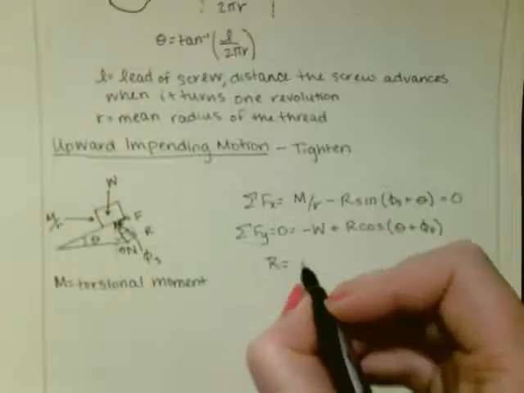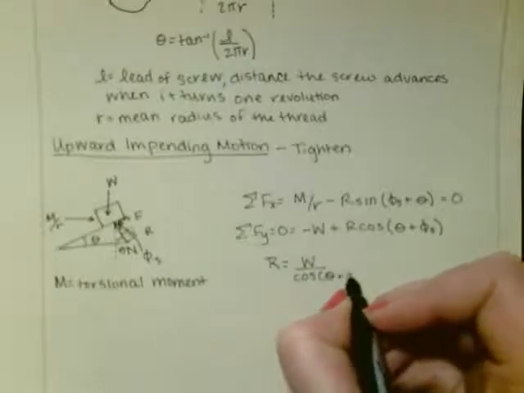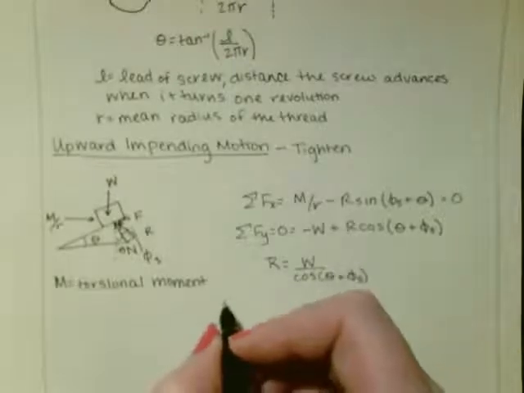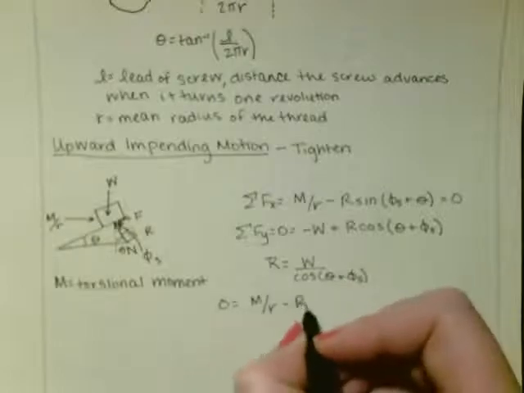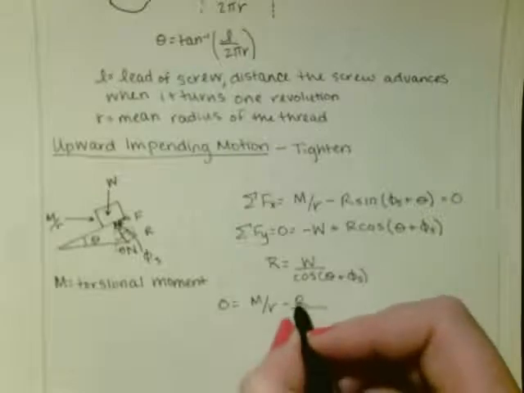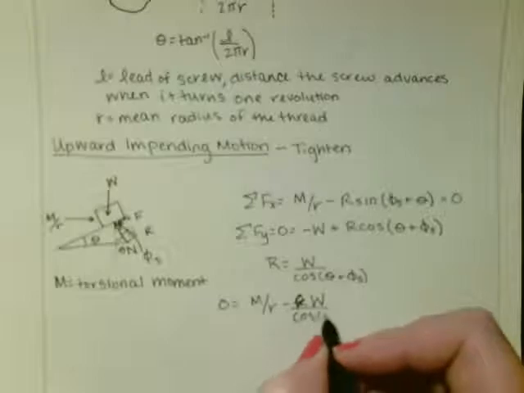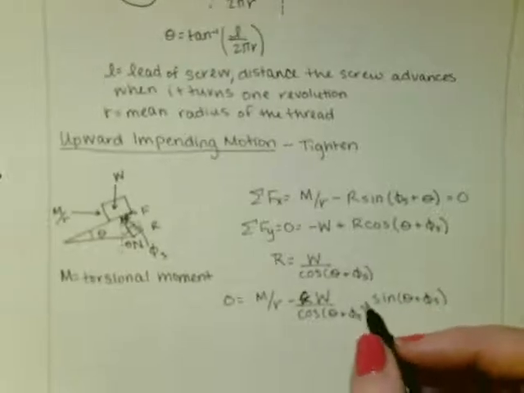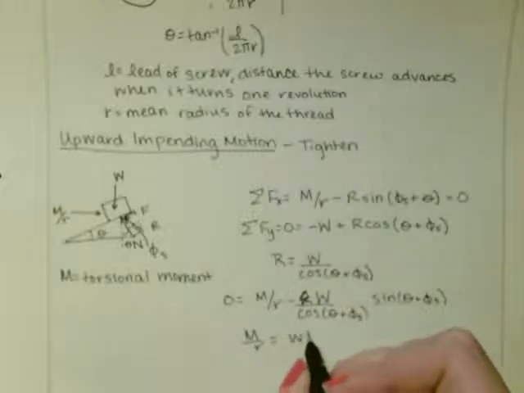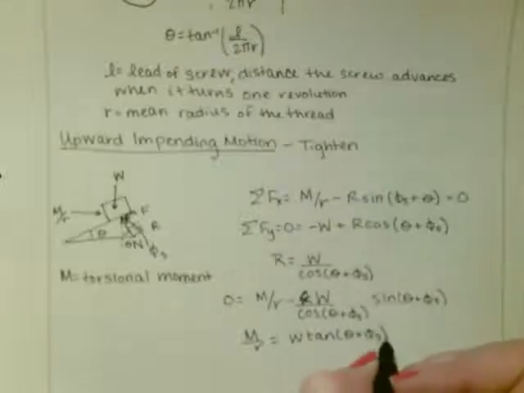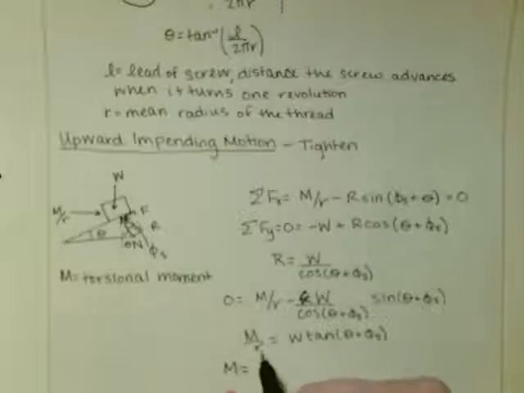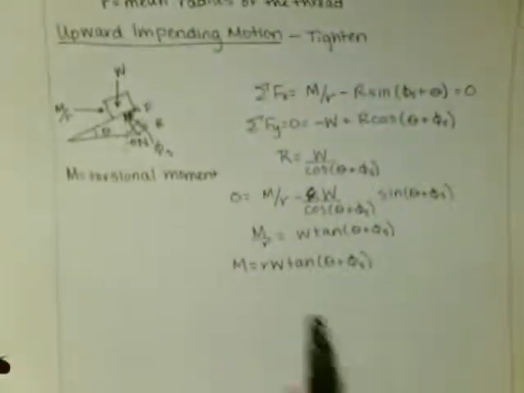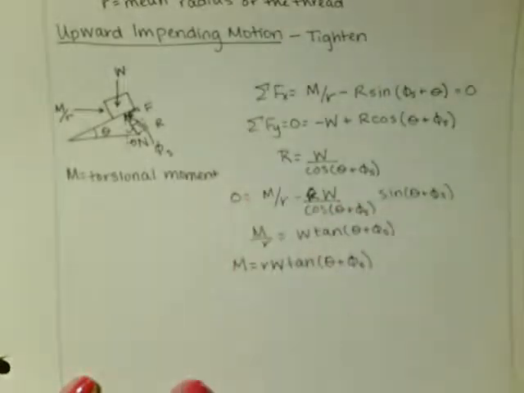So if we put R equal to W over cosine of theta plus phi s, we would get 0 is equal to M over r minus R times, R would be substituted in for W over cosine of theta plus phi s, times the sine of theta plus phi s, such that M over r would be equal to W times the tangent of theta plus phi s. Multiply both sides by r, we get that the torsional moment would be equal to r W times the tangent of theta plus phi s. Alright, so that is the formula you use if it's an upward impending motion, aka tightening the screw.